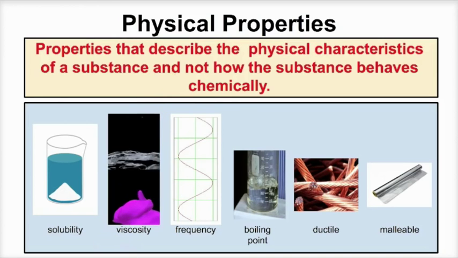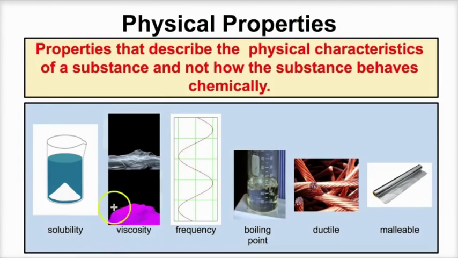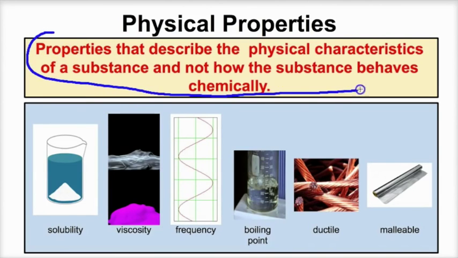Physical properties, it says right here, are properties of matter that describe the physical characteristics of a substance and not how the substance behaves chemically. Alright, so physical properties will tell you how that substance behaves physically but not chemically.